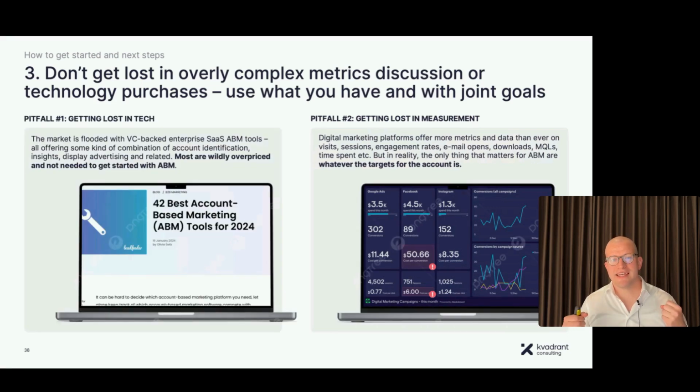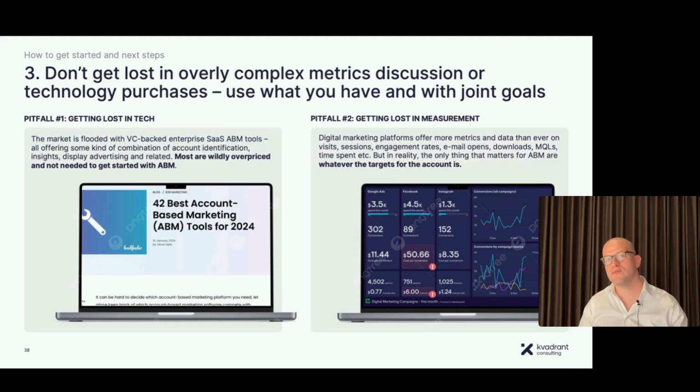Final tip here is kind of a don't-get-lost type of tip. So while the other things are very much do this, this is more of a don't-do-that type of recommendation. And I think there are 2 very common pitfalls. One is the tech pitfall. And I think, quite frankly, there have been a lot of enterprise SaaS companies with maybe a little bit too much venture capital money that have tried to define what is ABM and said, okay, if you want to do ABM, you need an expensive technology solution for it. And I just think, again, I found this yesterday, a blog saying the 42 best account-based marketing tools. For me, that in itself is insanity, right?